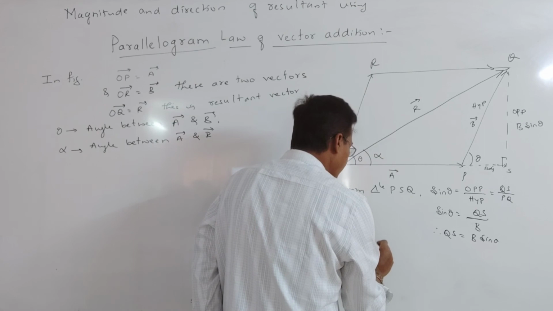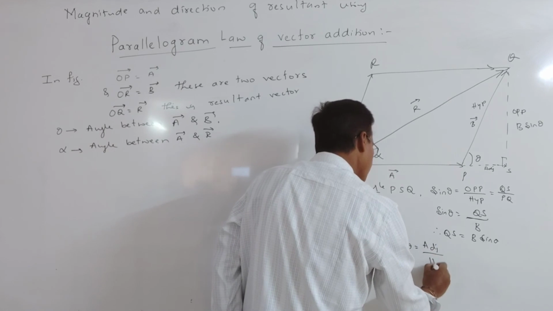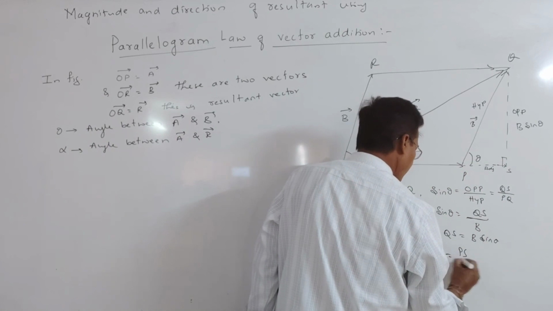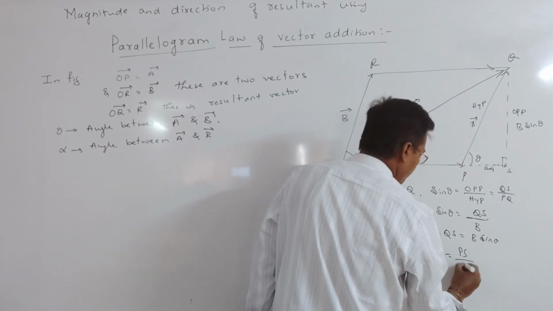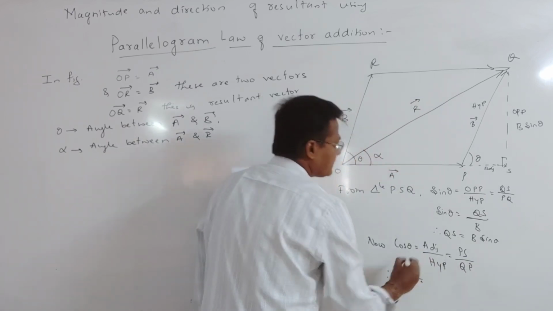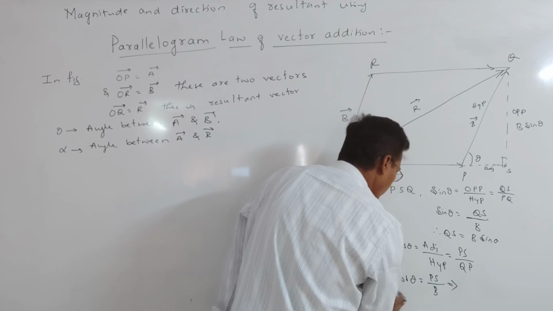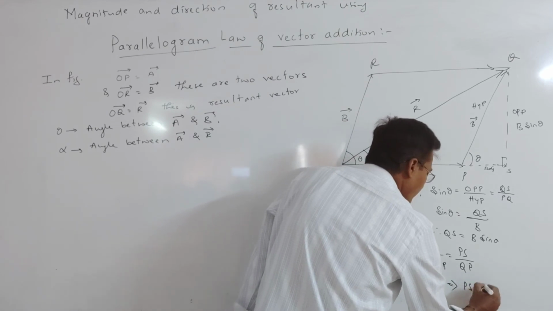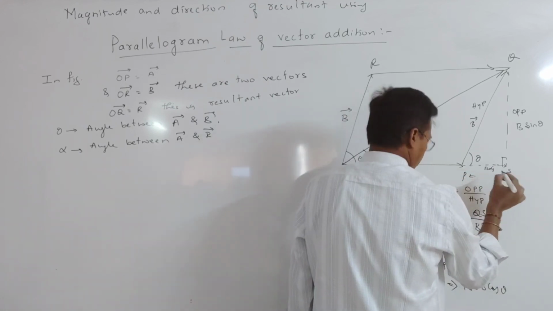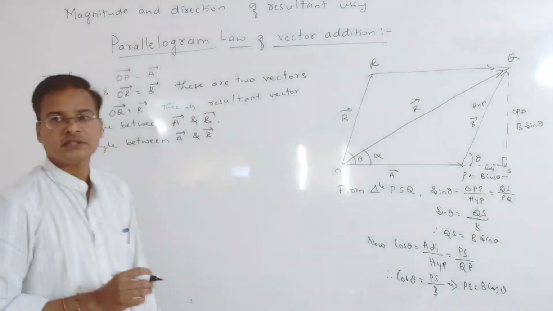Now we can take cos theta also. Cos theta equals adjacent by hypotenuse. Adjacent is PS, PS divided by QP. So cos theta equals PS, and QP is B. Therefore PS equals B cos theta. So the PS value, from here up to here, is B cos theta.